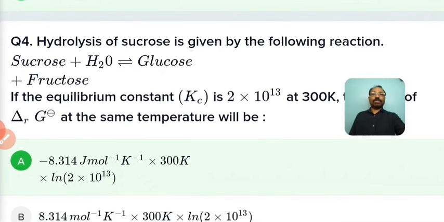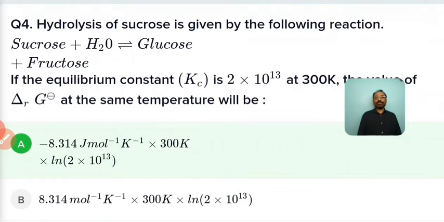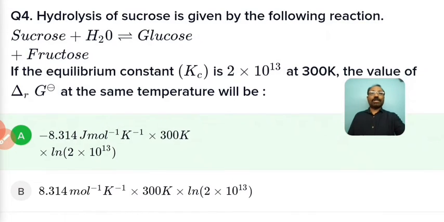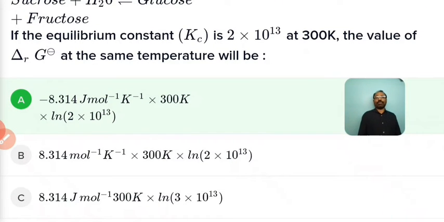Next, see question number 4. Hydrolysis of sucrose is given by the following reaction. Sucrose plus H2O gives glucose plus fructose. If the equilibrium constant Kc is 2 into 10 to the power of 13 at 300 Kelvin, the value of delta G naught at the same temperature will be. So this question is from chemical equilibrium. According to the chemical equilibrium relation between free energy and K, delta G naught equals minus RT ln K.